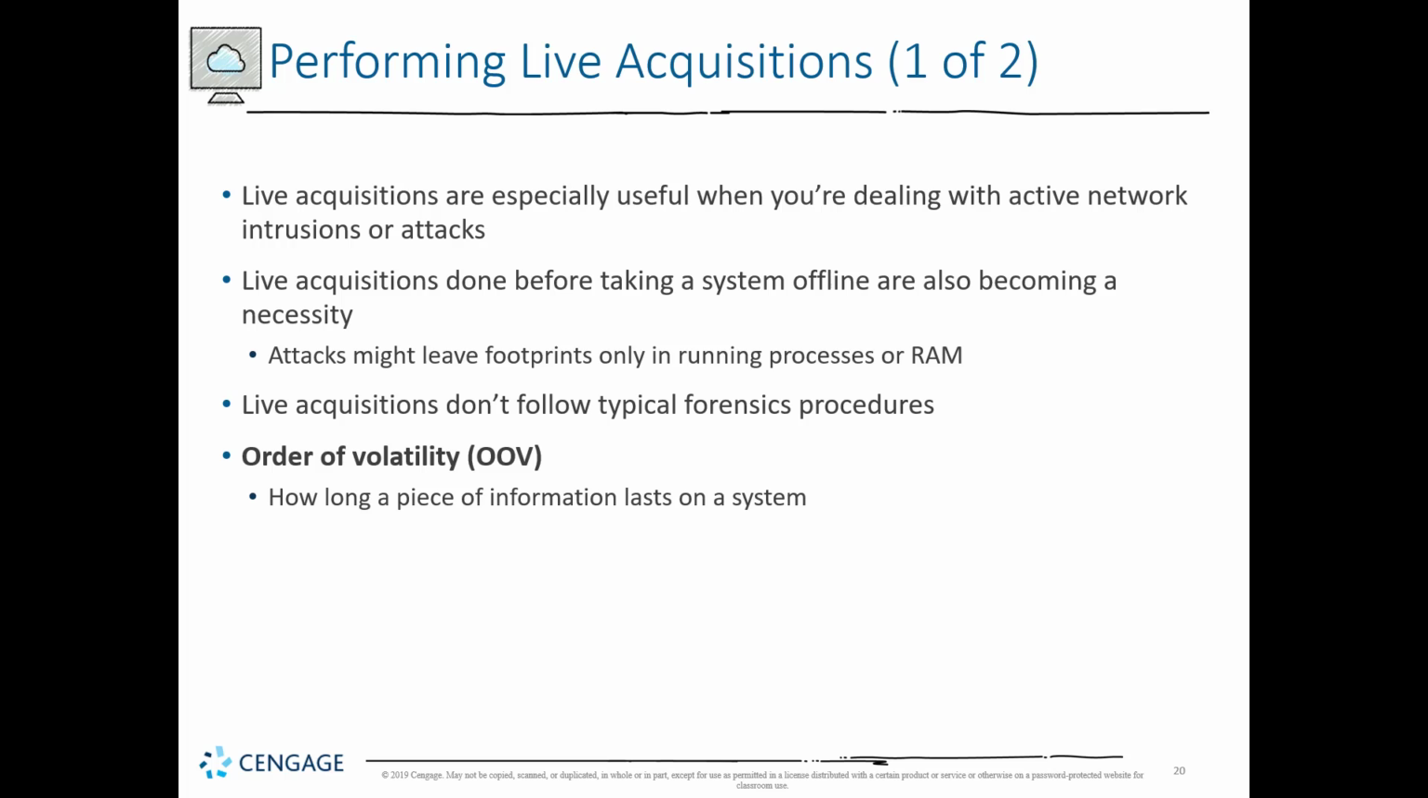Live acquisitions are especially useful when you're dealing with active network intrusions. When an actual attack is going on, capturing the data on the fly is critical. Live acquisitions are done before taking systems offline and are becoming more necessary. Attacks might leave footprints only in the running process. So the order of volatility is extremely important. The order of volatility basically outlines what things you should do first. Volatility means that the most volatile needs to be captured first. RAM can be modified fairly quickly, so you need to capture RAM as quickly as possible.